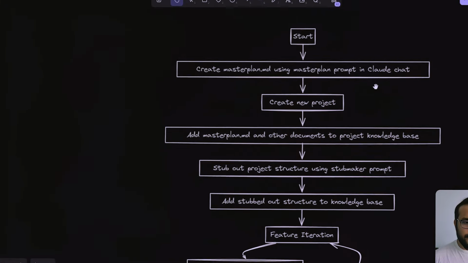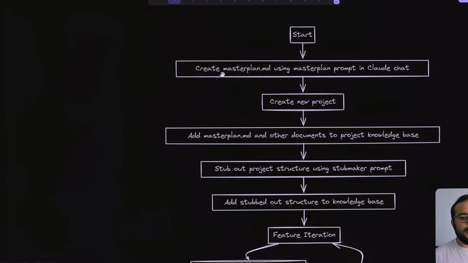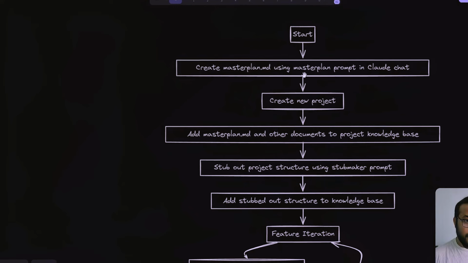So first, what we will do, we will use a normal Claude chat interface, not using a project, but the normal Claude chat interface. We will first create the master plan of our project. Now, what is a master plan? The master plan will actually contain everything that is needed for your project. So how do you get the master plan? We'll use a specific prompt, and I will also share the prompt with you.